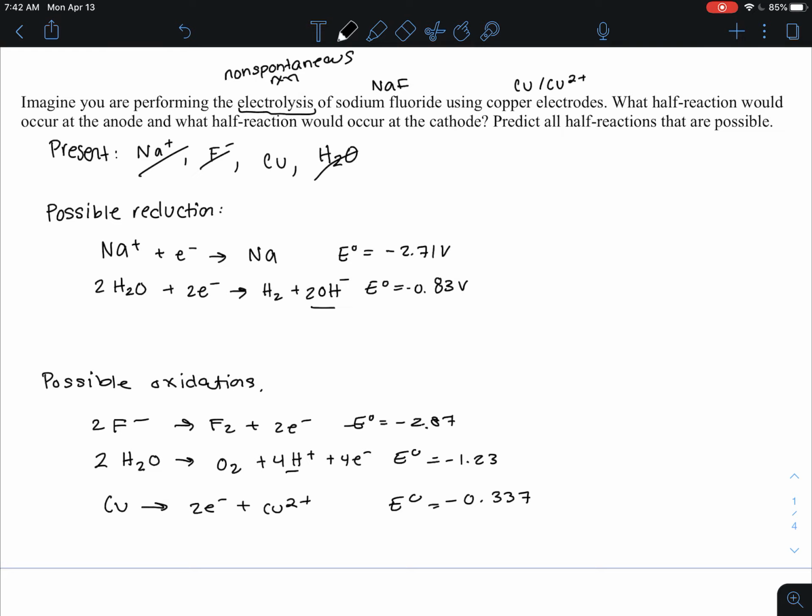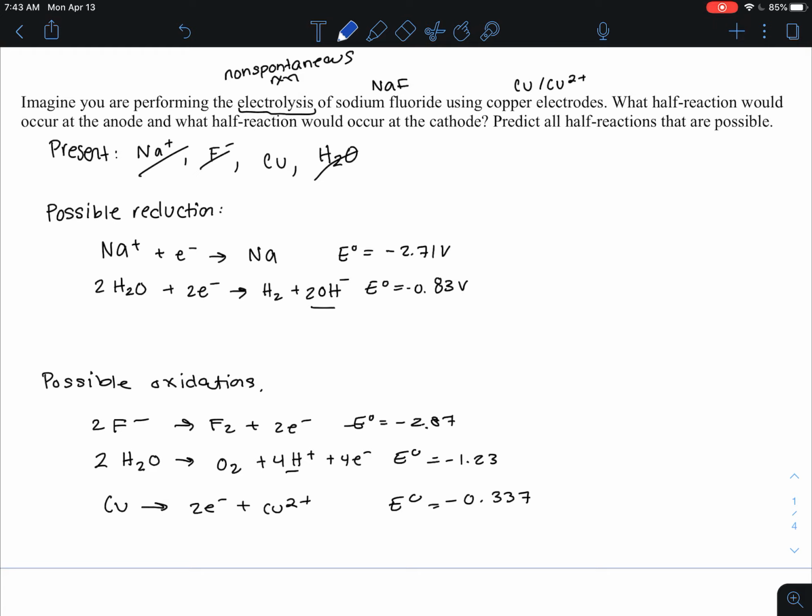Now, I totally forgot what the question was. It says what half reaction would occur at the anode and what would occur at the cathode, and predict all half reactions. So we already did that. So now we just want to figure out which one would be cathode and which would be anode. So essentially you're looking at which is the most reductive possibility and oxidation possibility.